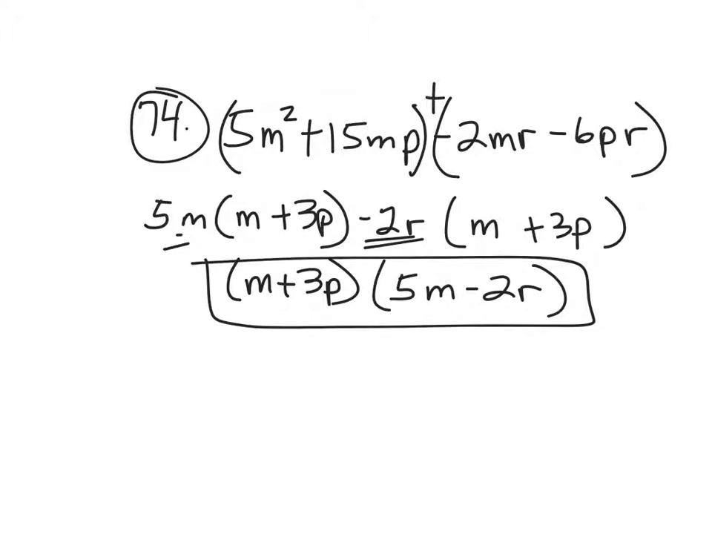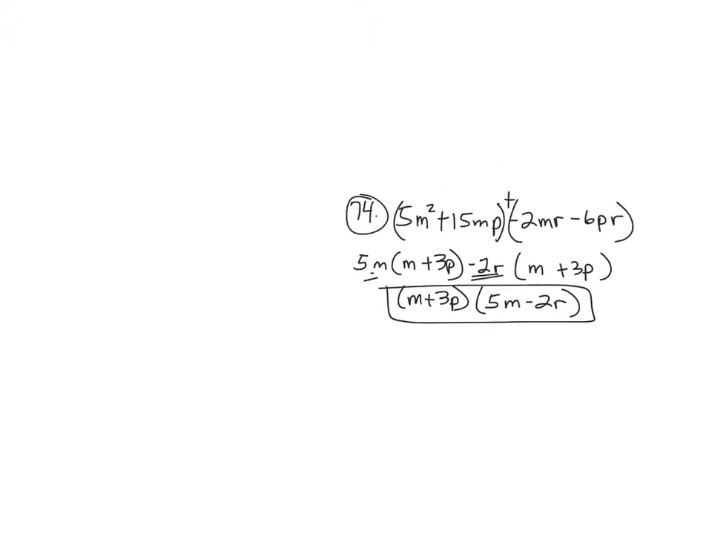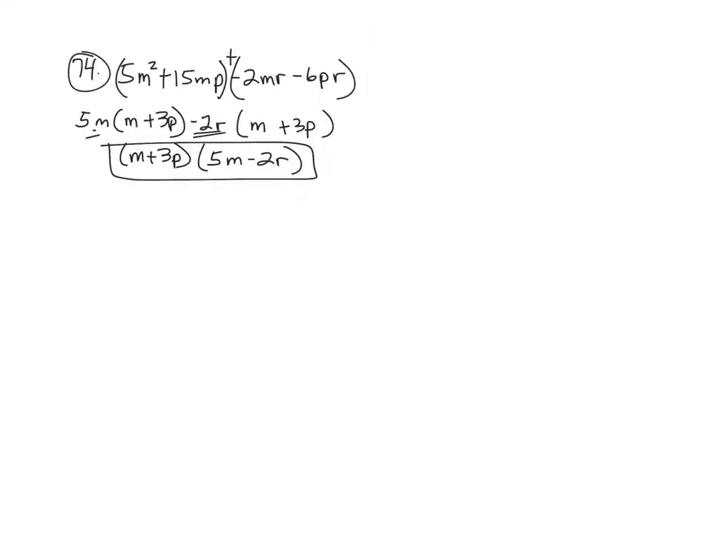Okay, is that coming back to you from 1 week ago? And didn't you say it doesn't matter whether I write m plus 3p and then 5m minus 2r, or 5m minus 2r and then m plus 3p. Either one's fine. I could have written this factor first and this factor second. Yeah. Okay. All right. Now, what's that got to do with what we're looking at today?